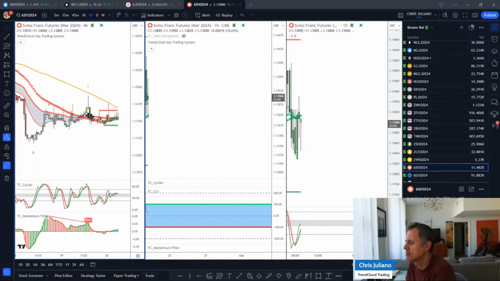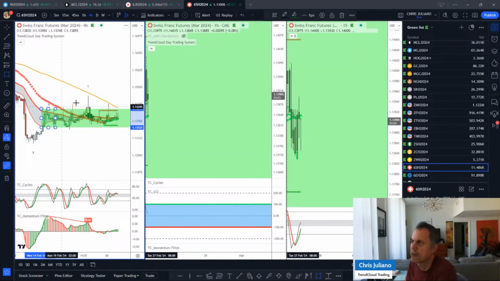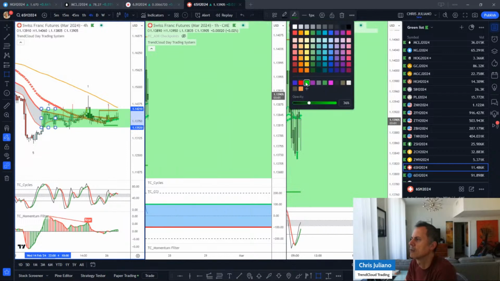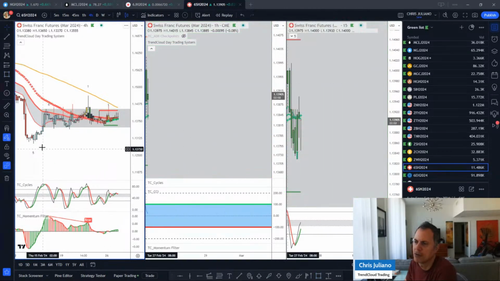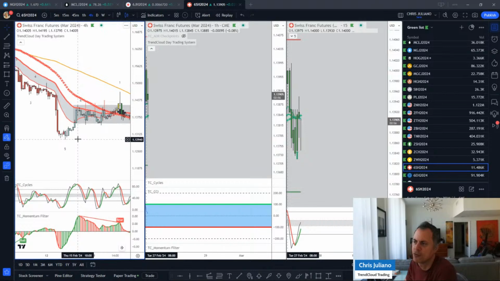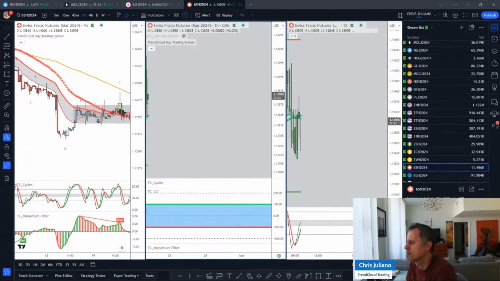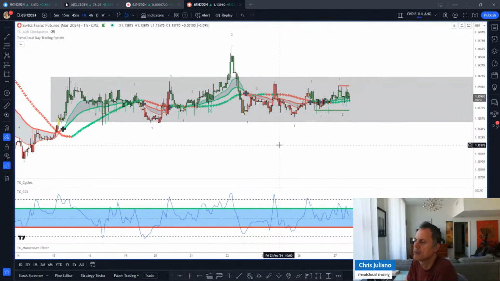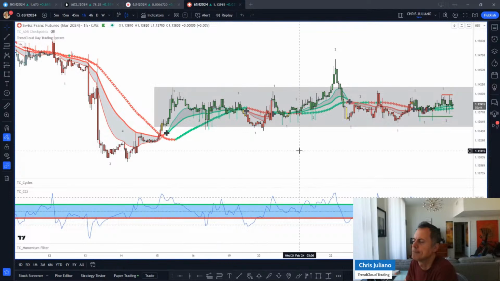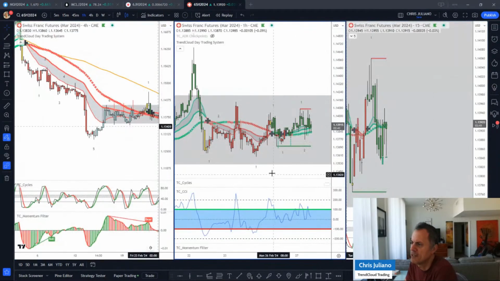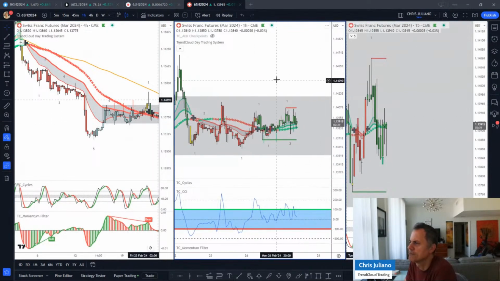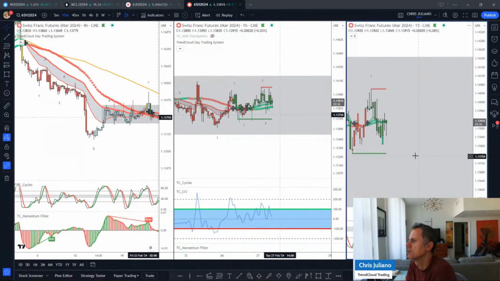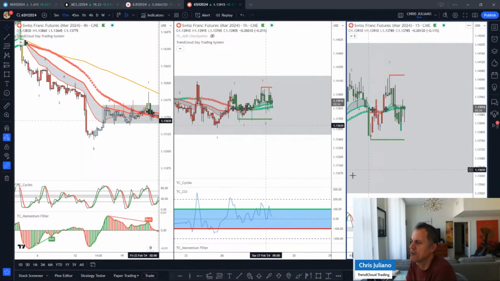Consolidating on the Swiss. Consolidation on the Swiss just after an extended trend on the 4-hour chart. Consolidation, false breakout, consolidation. Nothing we can really get a fix on. 15-minute chart, totally sideways.